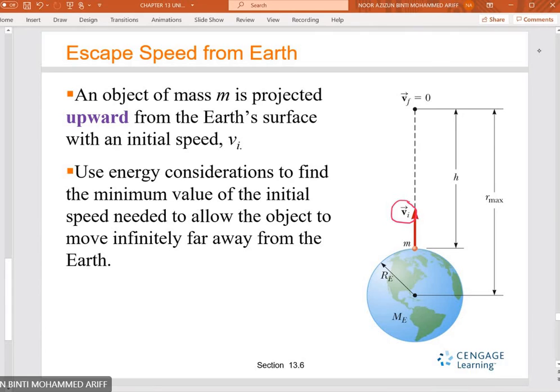When it starts to move outside the Earth's surface or environment, after a certain distance, here referred to as R maximum or H, it will no longer be attracted to the Earth, and its final velocity is equal to 0. Why equal to 0? Outer space is a vacuum. So you can imagine what will happen to the rocket. So the condition in outer space is V final equal to 0.